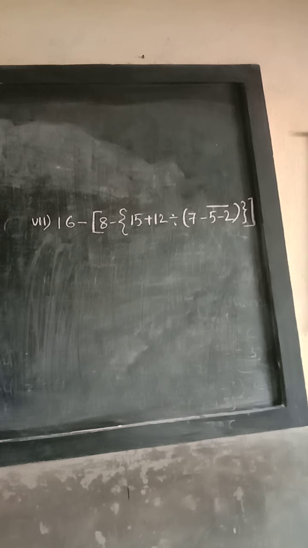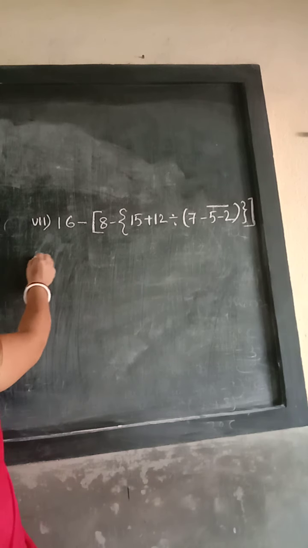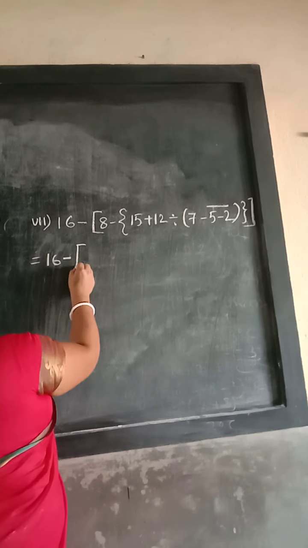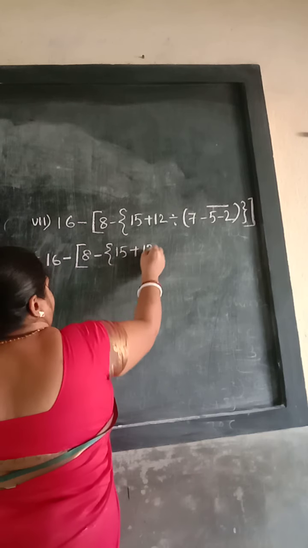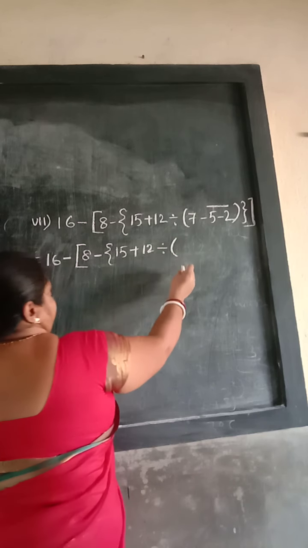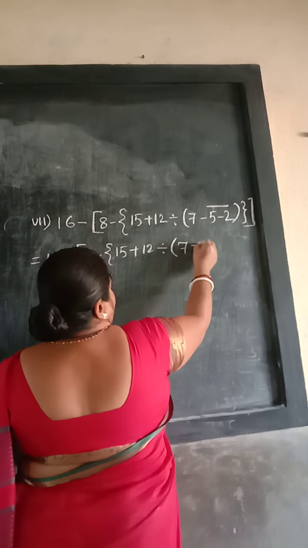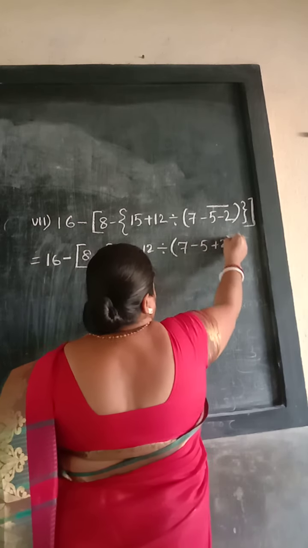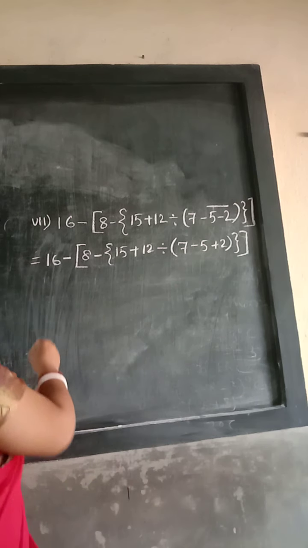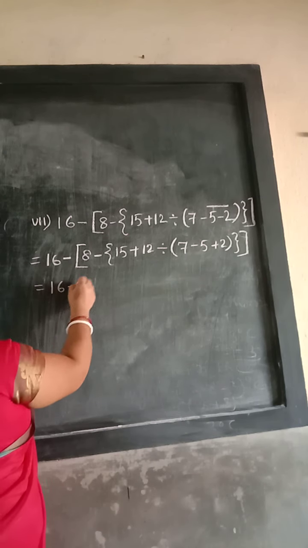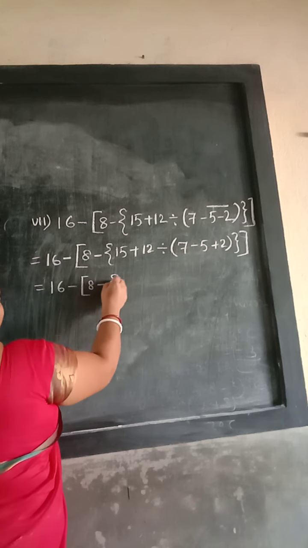Now as I have told you in the last question, this bar we take as a bracket. So we will be writing it 16 minus 8 minus 15 plus 12 divided by 7 minus 5 plus 2. Do not write 5 minus 2 as 3, then again you will be confused. So better you break it in this way as a bracket.